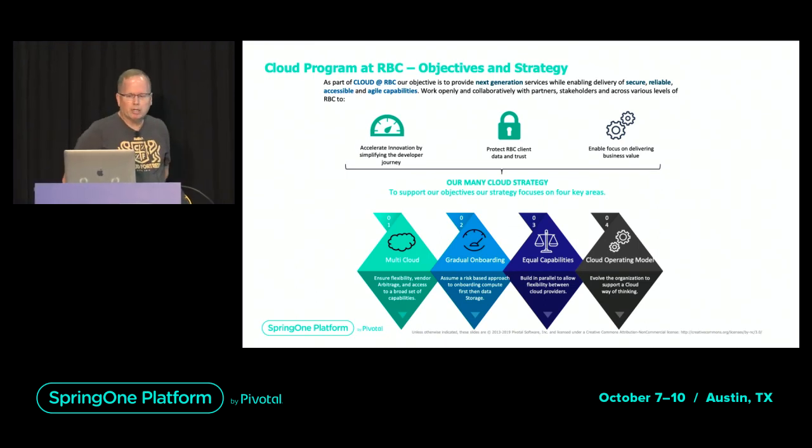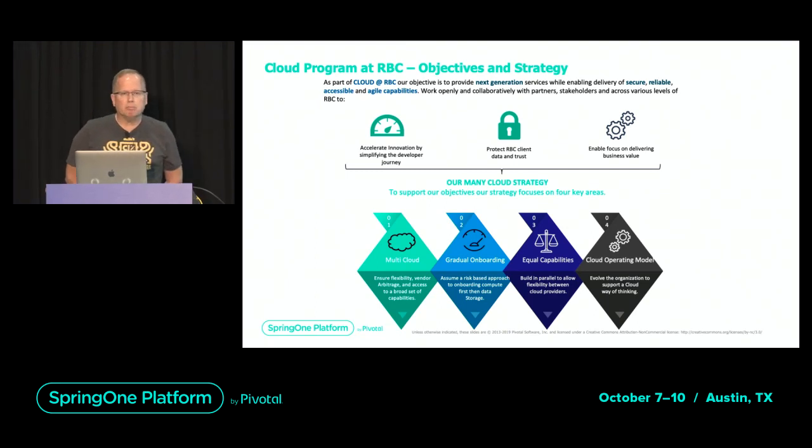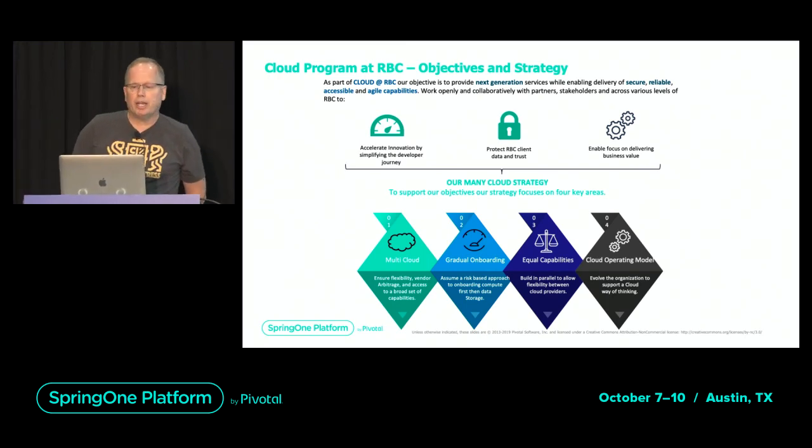So Ron and I are part of the cloud program at RBC. The cloud program's mission is really to provide next generation platforms and services via a multi-cloud strategy. One of those platforms is the Pivotal platform running on-premise on VMware infrastructure. We are enabling the bank to transform legacy applications into cloud native and adopt agile principles.